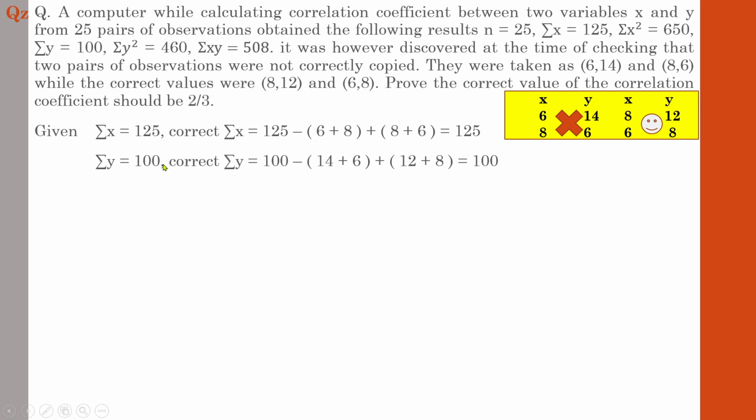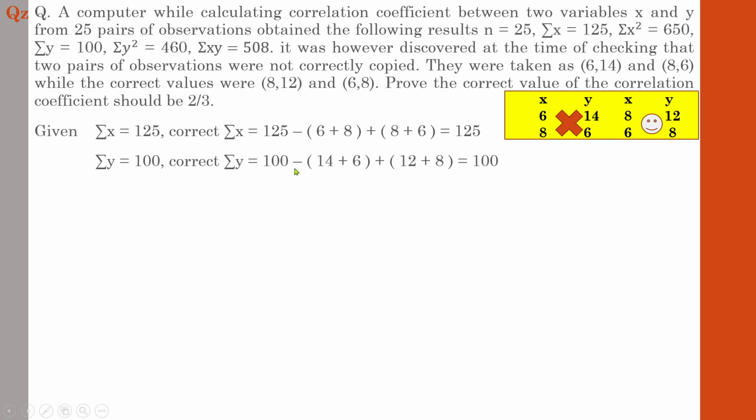Next one, sigma y. Here in the question it is said that sigma y is 100. 100 is obtained by adding all the variables in y. And here it is said that in y we have wrongly taken 14 and 6 instead of 12 and 8. Same case, just deduct 14 and 6 from 100 and add back 12 and 8.